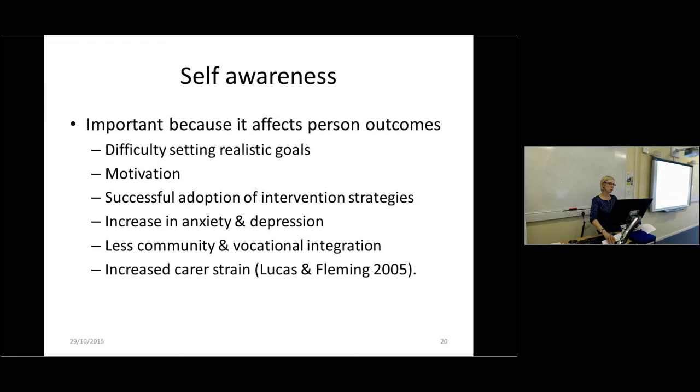So we talked a little bit about these. If people have poor self-awareness, they're not going to set themselves realistic goals. They might not adopt your strategies. You might find they're more depressed and they're more anxious. They have more problems at work and they don't integrate back into the community very well, and they have more problems at home with the family as well as a result of issues around self-awareness. So for you, again, you might find that they're setting goals that are just not going to be possible.